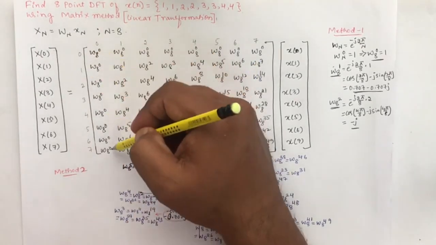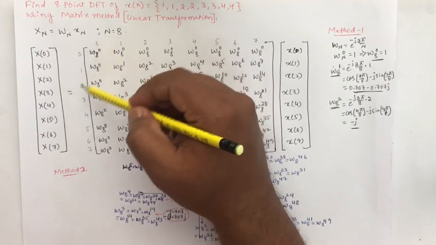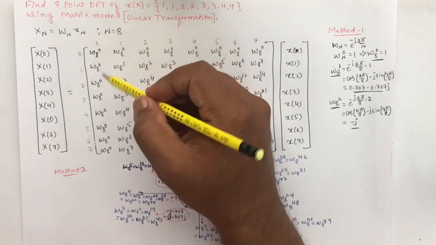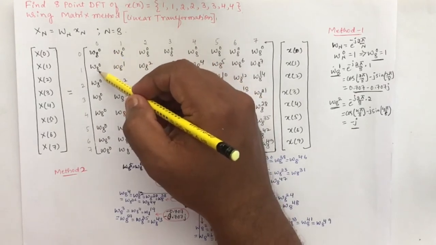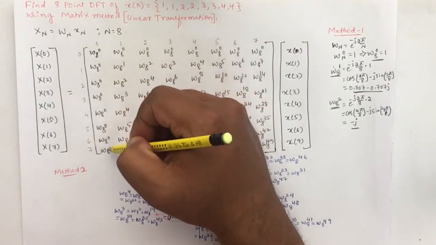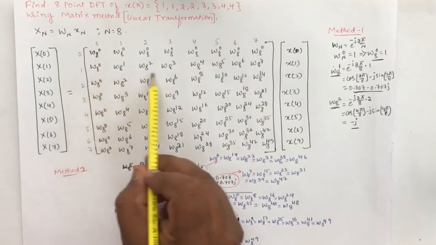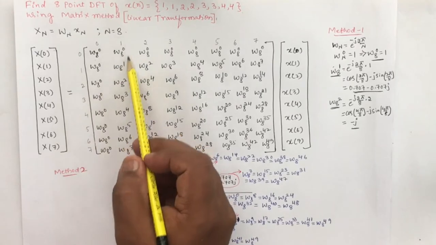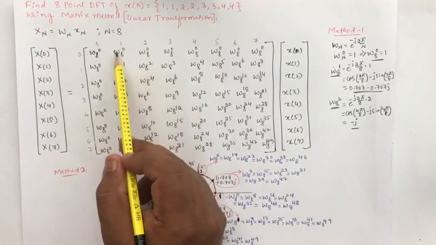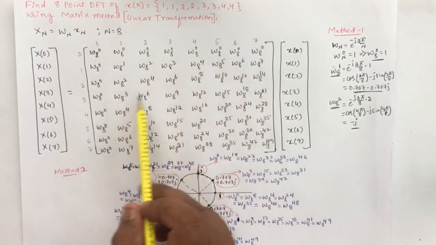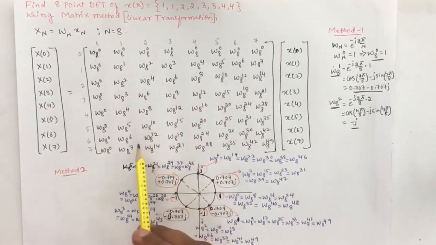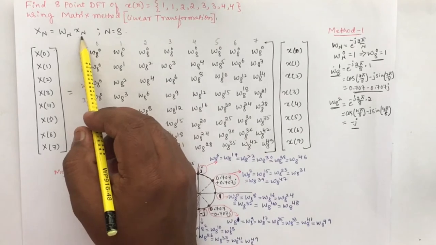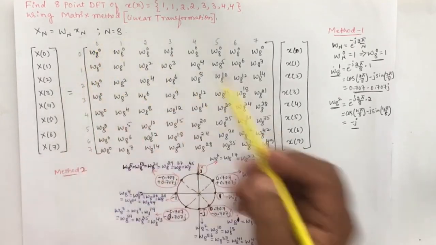In the first column, again 1 multiplied with 0, 2 multiplied with 0, all these values multiplied with 0, will be 0. That's why we have written W8 to the power of 0 in the first column. Now to write this row, we multiply 1 into 0, it is 0, 1 into 1, it is 1. Likewise, we multiply the values and write the power of all the W terms. After writing the 8 cross 8 matrix, we can write the matrix for x of n, which is an 8 cross 1 matrix.